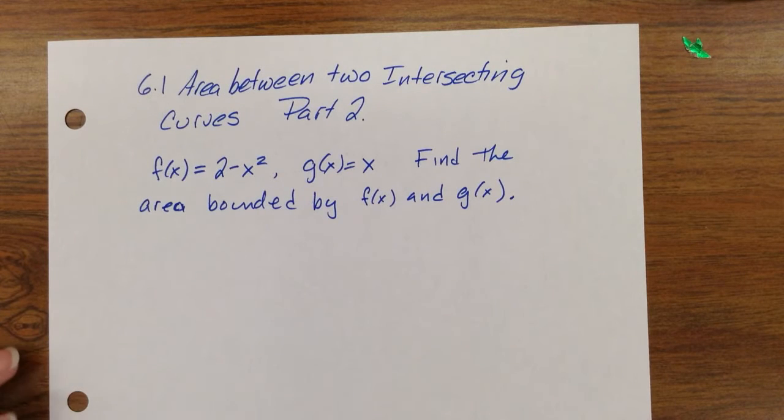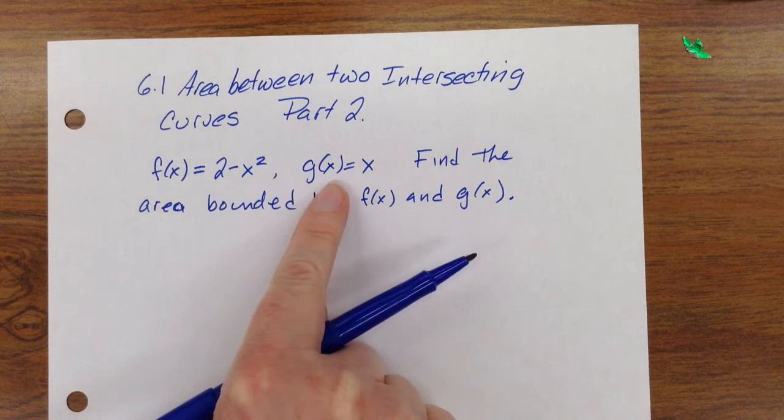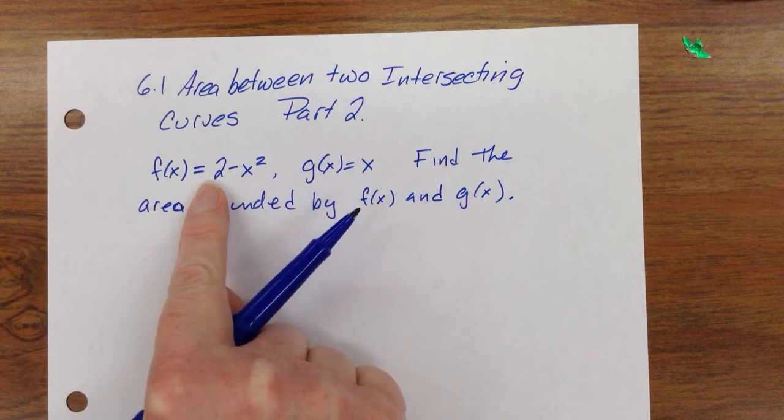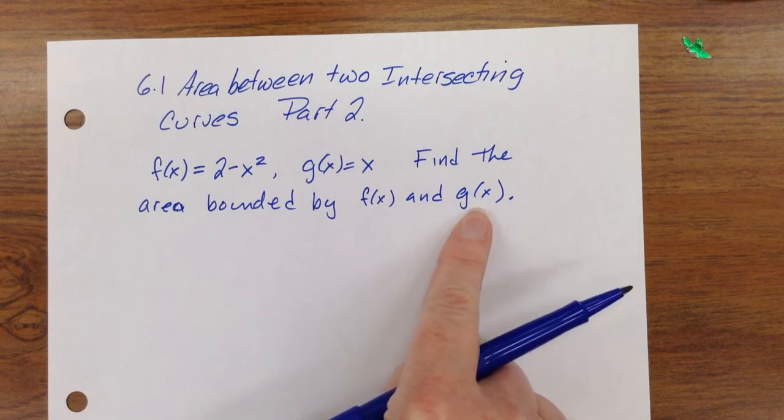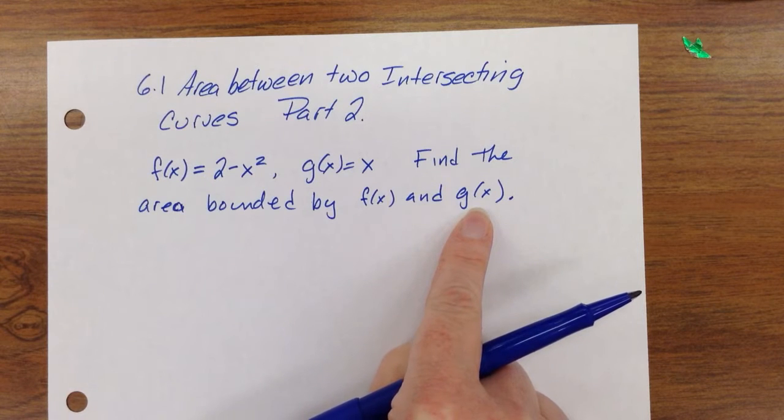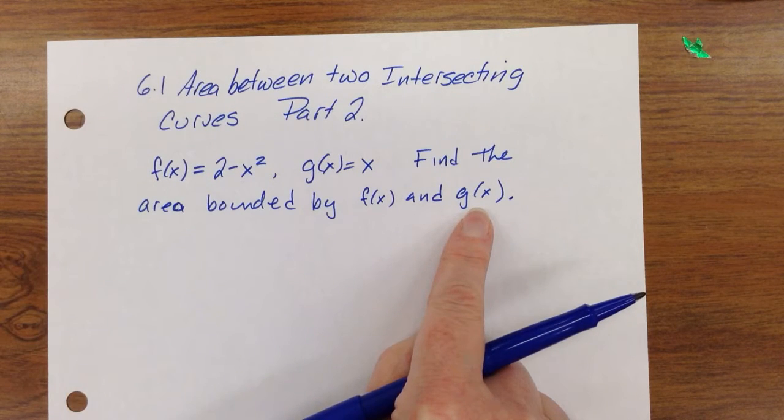Okay, corn children, this is 6.1 part 2, area between two curves, specifically intersecting curves. All right, so here's the problem. We've been given two curves, f of x and g of x, an upside down parabola, 2 minus x squared, and a line. Find the area bounded by f and g. It would be super helpful if we could graph these.